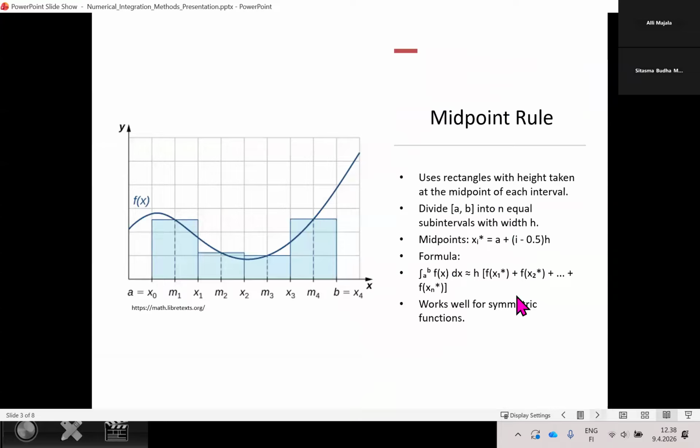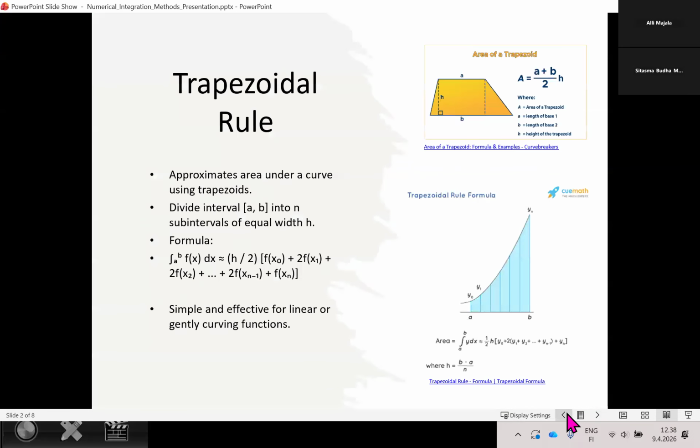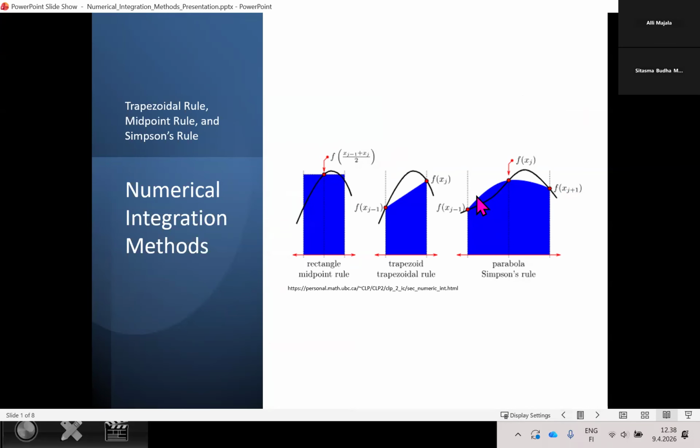Or then the midpoint rule, with rectangles with height taken at the midpoint of each interval. And then you have some kind of approximation again. Or then Simpson's rule. Simpson's rule tries to model this with some kind of parabola. So the upper part here would also be a part of some parabola. It's not horizontal or part of a trapezoid, but part of a parabola.